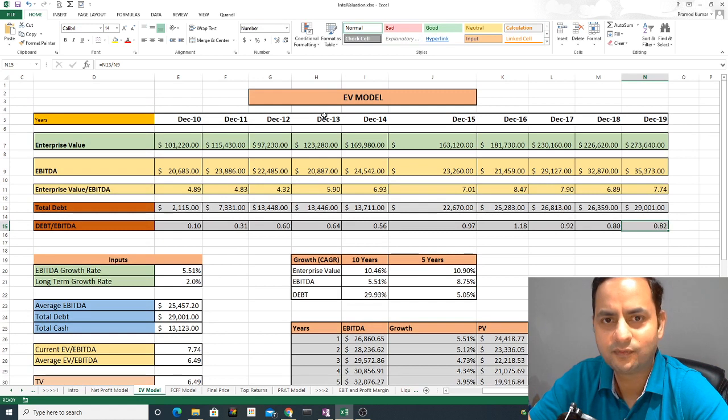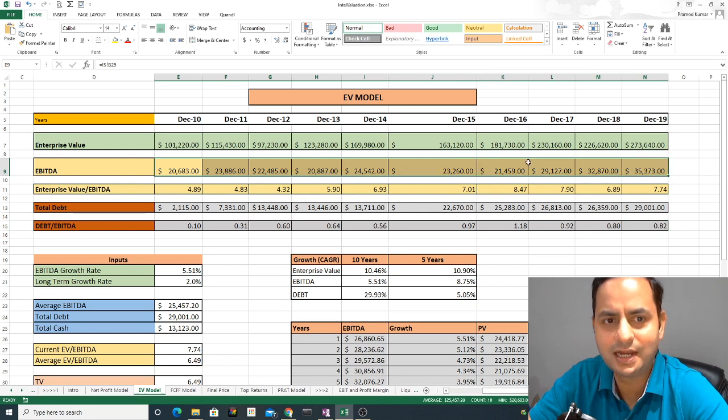In the enterprise value model, I again take the 10 years of data. The enterprise value I have pre-computed. Computing the enterprise value is simple math, no big deal, but because we have to cover so many slides, I just did the math and didn't show it here. So I'll take this enterprise value. This is the EBITDA. EBITDA is again nothing, just the operating income plus the depreciation. So I already did it and came up with this value.